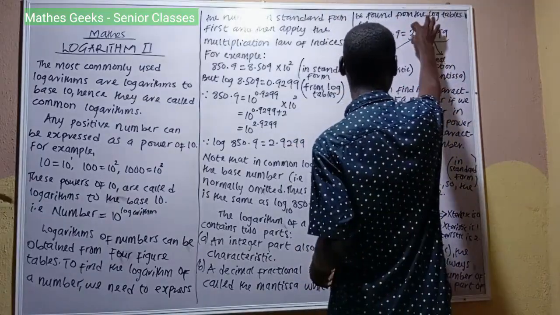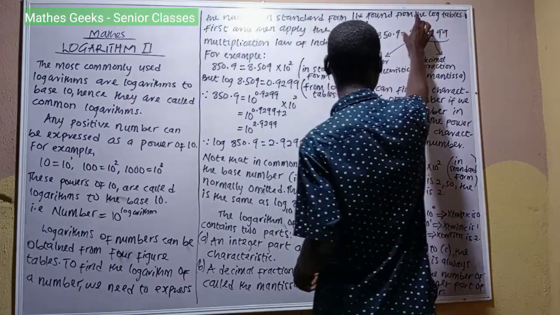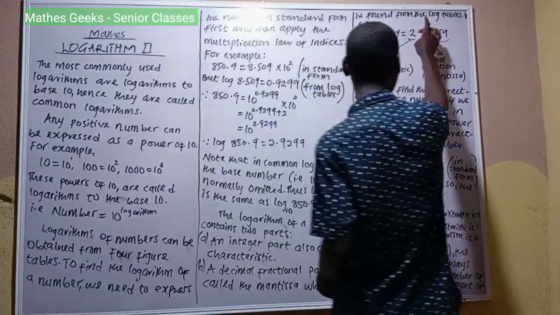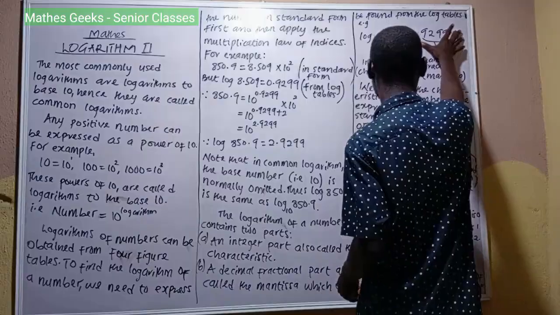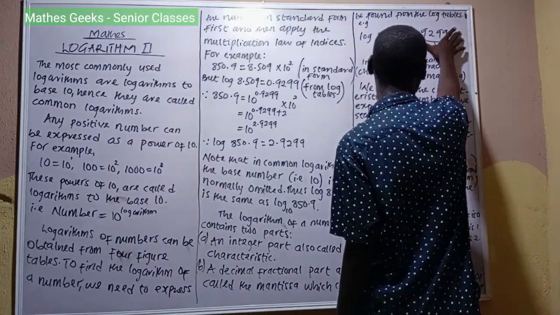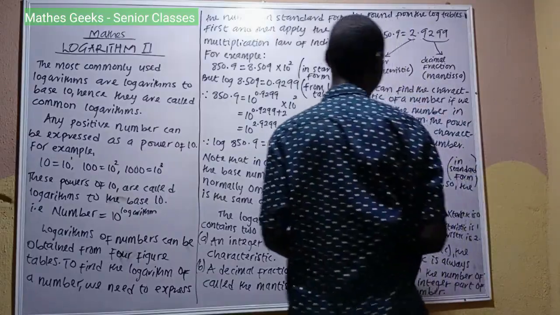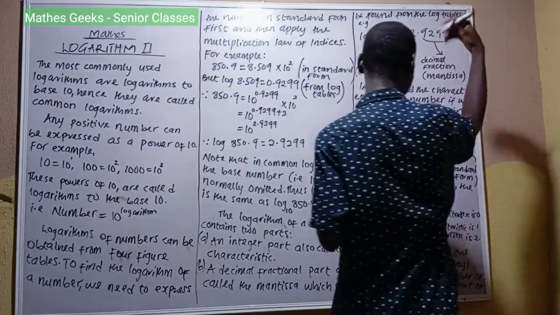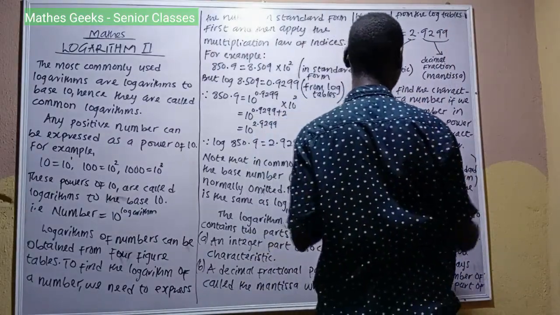We have the whole number part, which is called the integer or characteristic, and then we have a decimal point, and after the decimal point we have a group of numbers which is known as the decimal fraction or mantissa. So after the decimal point, every other number is called the mantissa. They collectively are called the mantissa or decimal fraction.